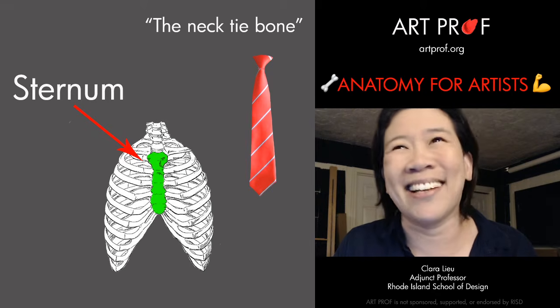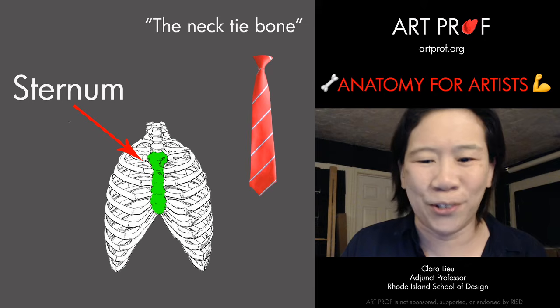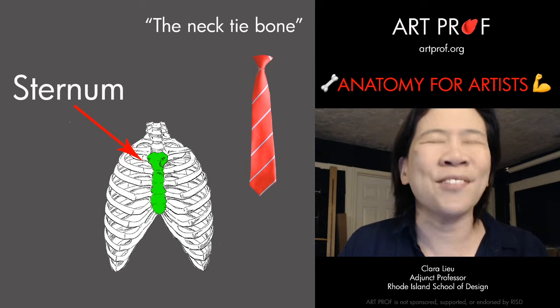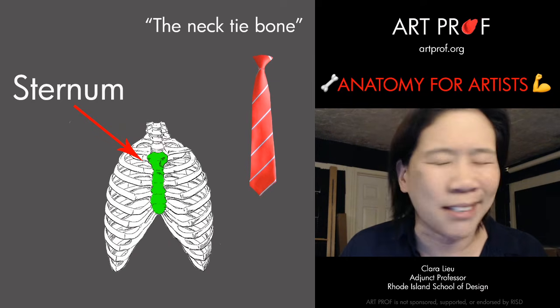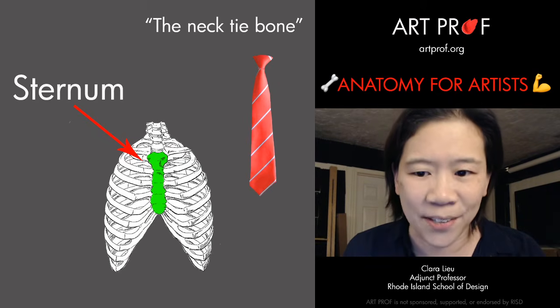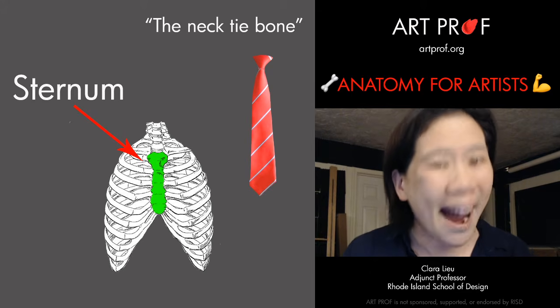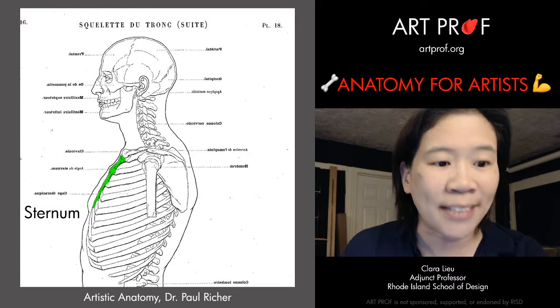You have no excuse to not remember where the sternum is, because this is making it so easy. Here's the thing, I don't really care if my students don't know all the complicated anatomical knowledge. I just want them to be able to identify things. So even if you can't say sternocleidomastoid, it doesn't matter as long as you understand the location of it. Okay, so that's the necktie bone.